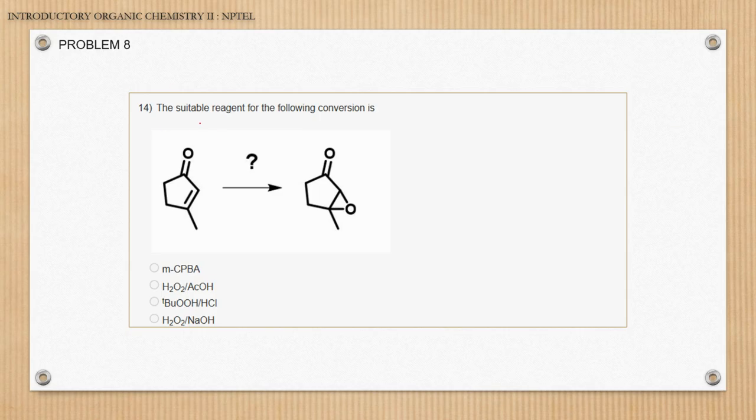Coming to problem number 8. In problem number 8, you have to identify the suitable reagent for the following conversion. So what is happening in the conversion? Basically this alkene is going to convert into this epoxide ring. You have four options, and among these you have to identify the suitable reagent. So any guesses? Which reagent is going to give you the epoxide ring here? Any answers?